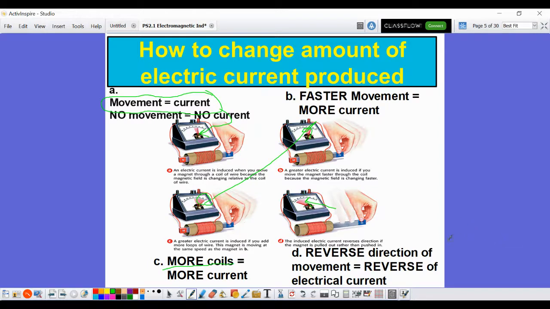So that's what we're looking at as far as how we can change the amount of electrical current that can be produced. It's very similar to the idea of how we can change the amount of magnetic field produced by changing different variables. This has to do with coils. This has to do with movement. And you could actually also change the size of the magnet, and that would also change it. None of these pictures identify the magnet difference, though.